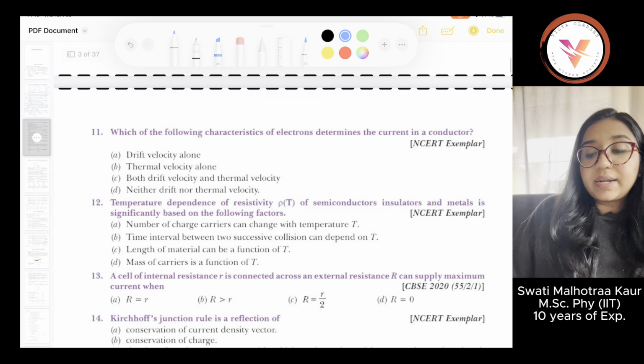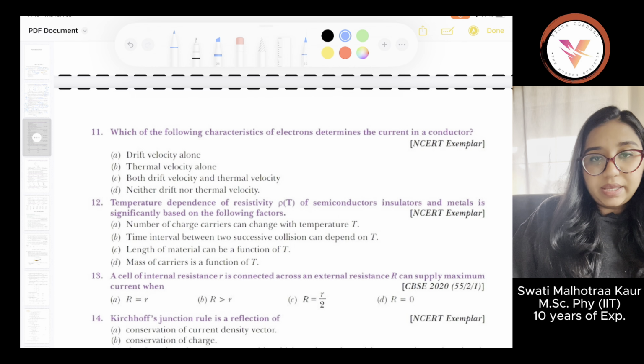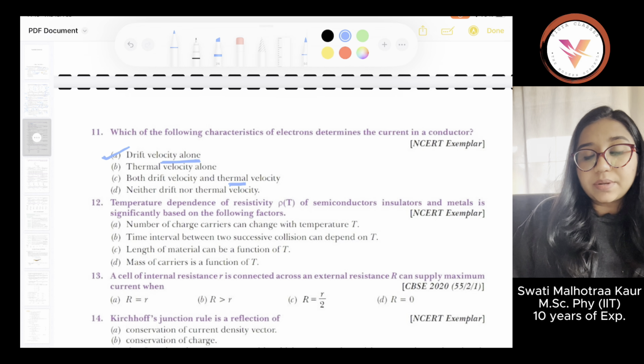Which of the following characteristics of electron determines the current in the conductor? Basically, in the conductor, I is equal to neAvd. So the drift velocity gives you the current in the conductor. If it is given a semiconductor, then you can use thermal velocity as well.